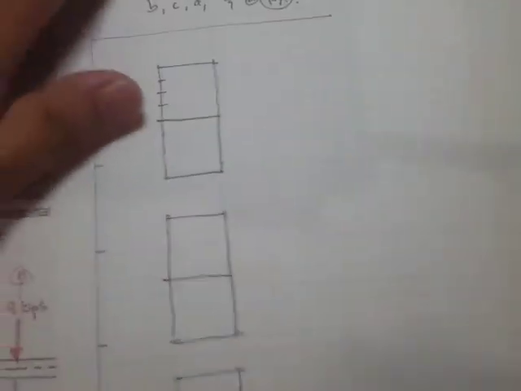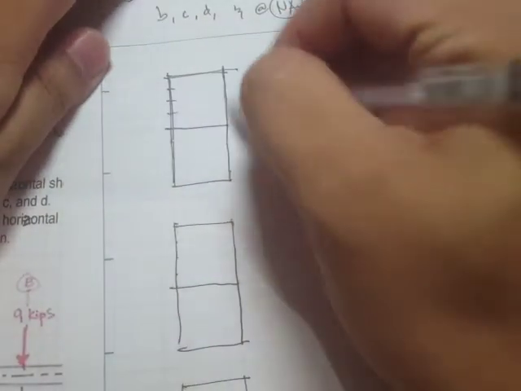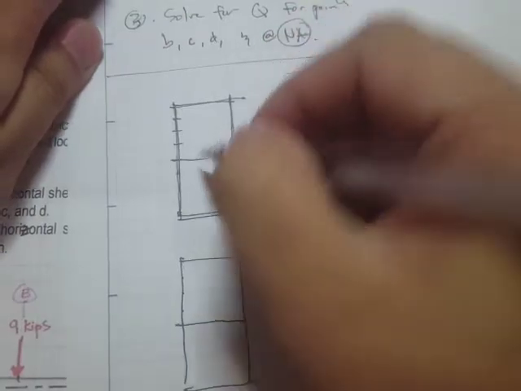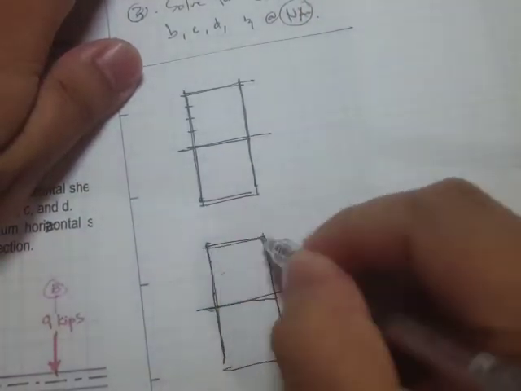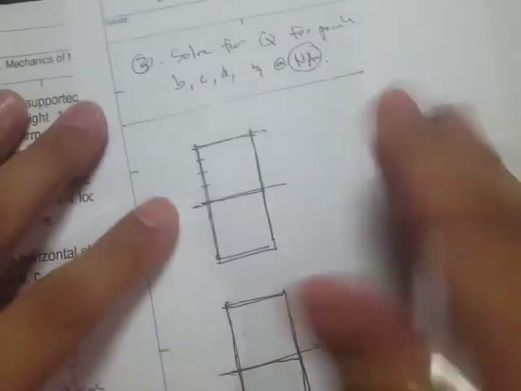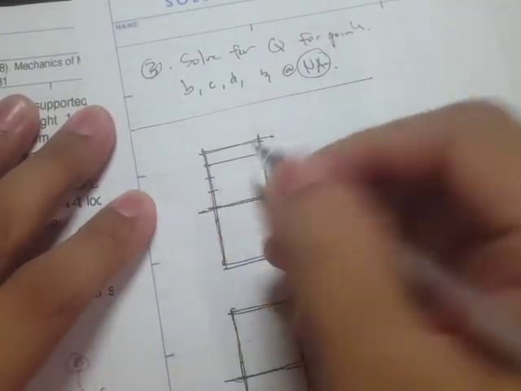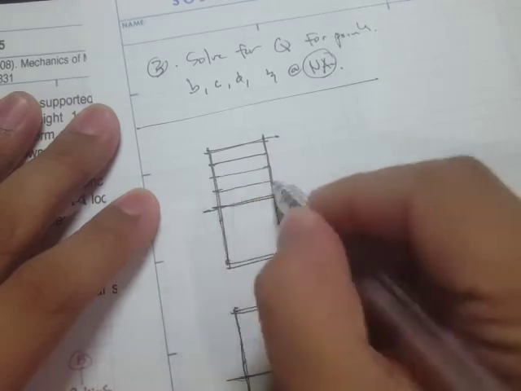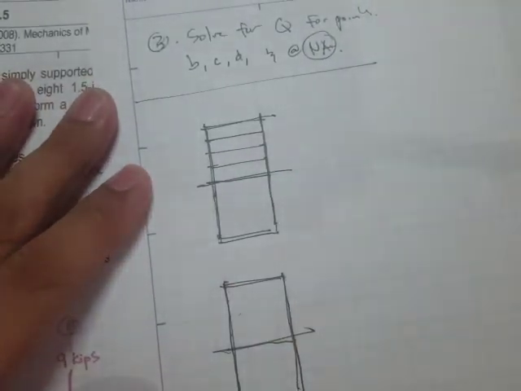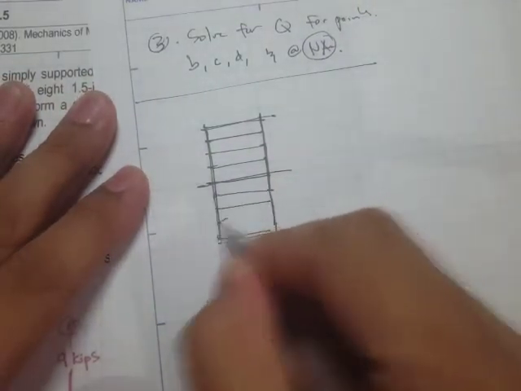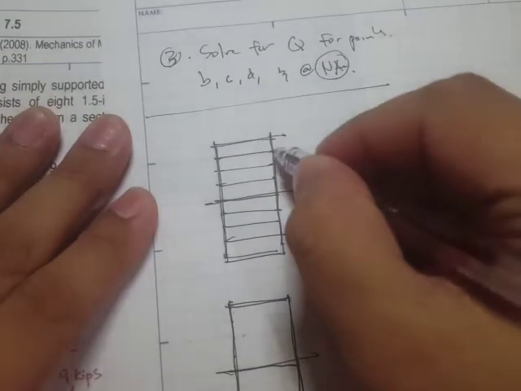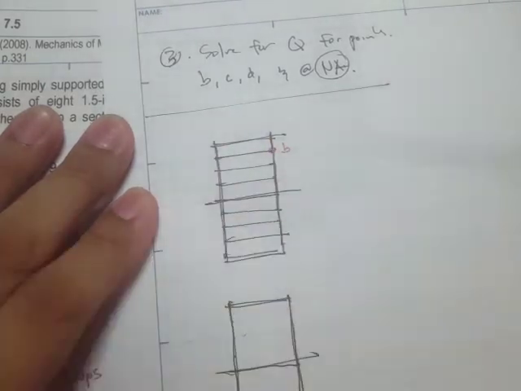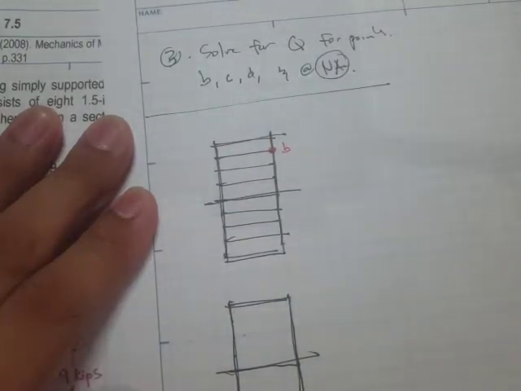Okay, I draw four cross sections because they will represent point B, point C, point D, and the neutral axis. Since this is a plank, here we have four planks on top of the neutral axis and four planks at the bottom. So for point B, here's our point B. We are referring to the stresses right here.